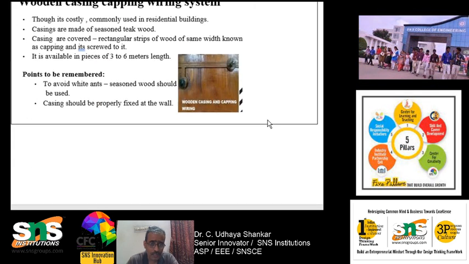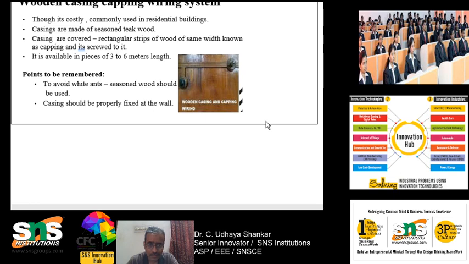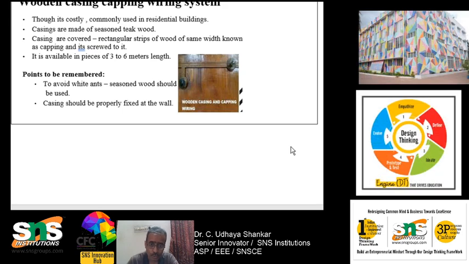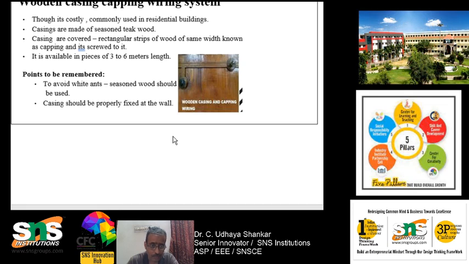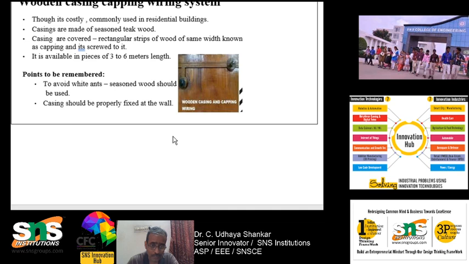Next is the wooden casing and capping wiring system. It is very costly, and earlier it was commonly used in residential buildings. The casings are made of seasoned teak wood, and the casing is covered by rectangular strips of wood of the same width, known as capping, which is screwed to it. Here you can see the diagram, and it is available in lengths of 3 meters to 6 meters. The main point to be remembered is that white ants are attracted to this type of wood, so we have to avoid them, and seasoned wood can be used, and the casing should be properly fixed on the wall.